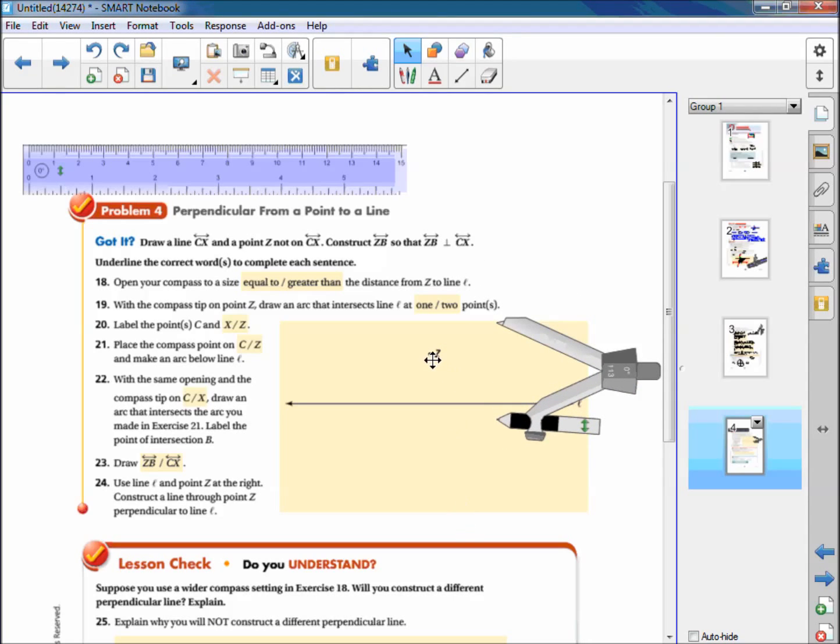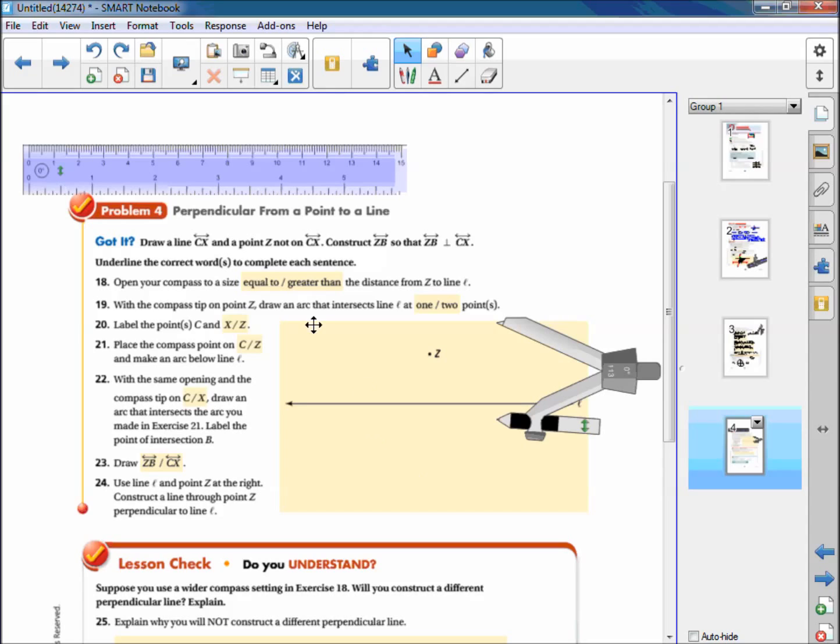So we have a Z, okay? And this is going to be our line CX. So we construct CX and we have Z. And then we want to make a new perpendicular ZB. So B is going to be over here. That's going to be perpendicular to CX. Okay. All right. So let's go through the steps first, and then we'll go back and do the construction.